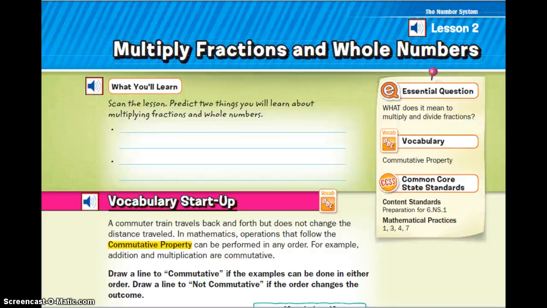Welcome back. We're on Chapter 4, Lesson 2. Please turn with me to page 265, Multiplying Fractions and Whole Numbers.